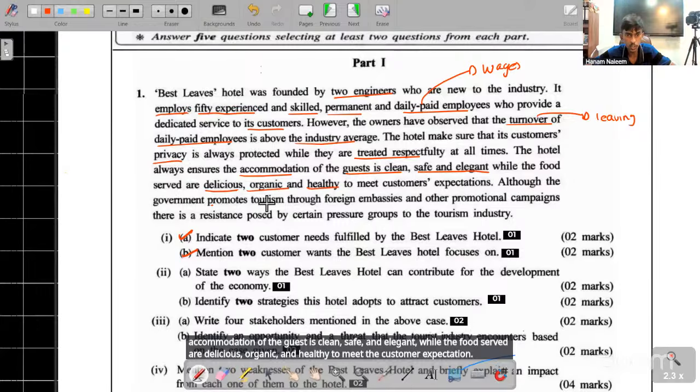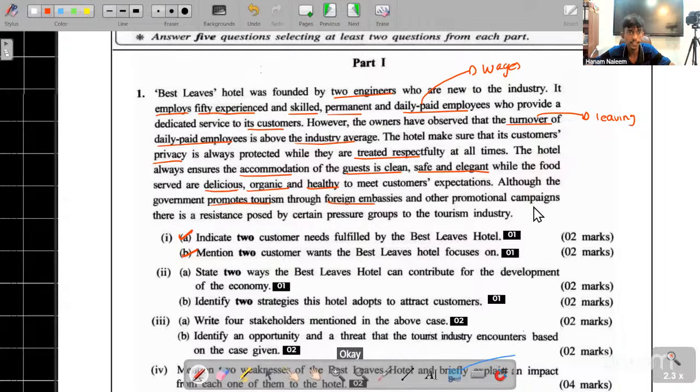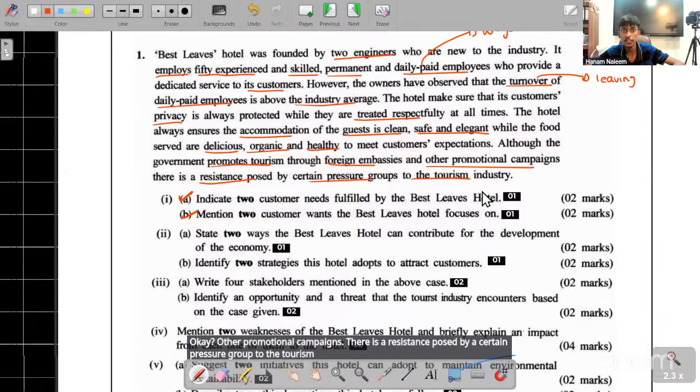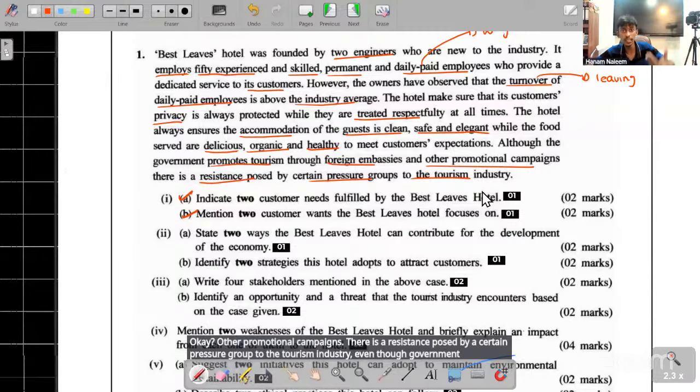Although the government promotes tourism through foreign embassies and other promotional campaigns, there is a resistance posed by a certain pressure group to the tourism industry. Even though government is helping to promote tourism, there are some people who are putting some pressure on this company, on this hotel. Okay, fine.